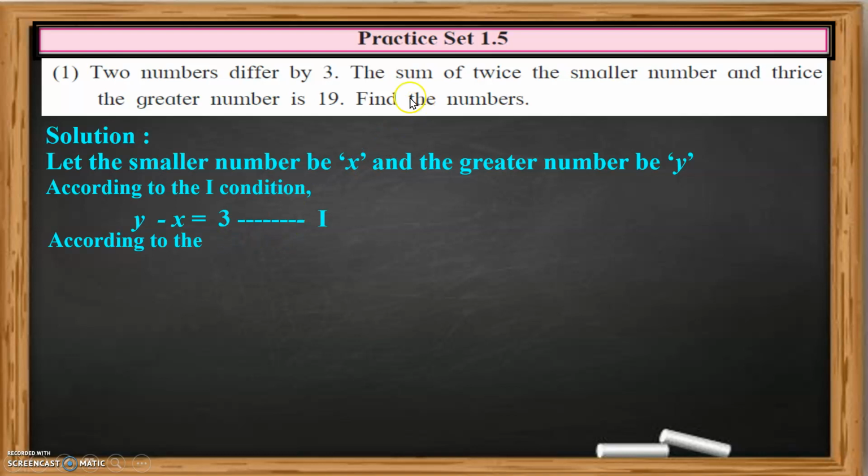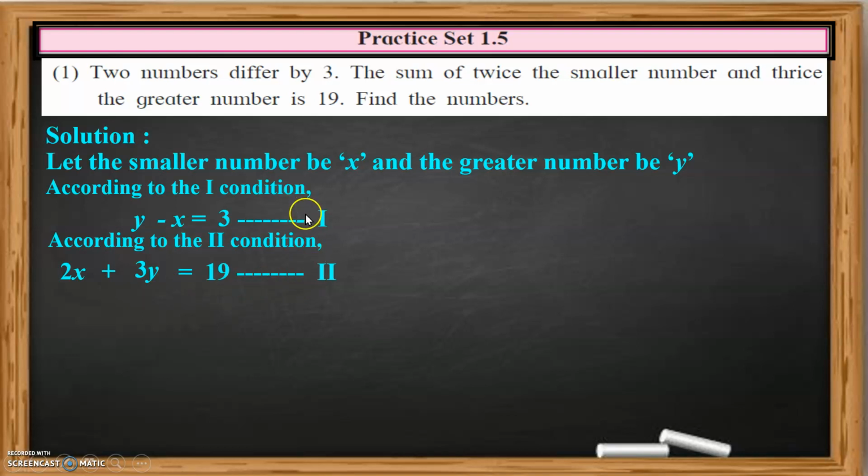Okay, now what is the second condition? The sum of twice the smaller number and thrice the greater number is 19. What is the meaning of this word sum? It means plus. You have to add. So I am writing this plus. What will you add? Twice the smaller. Twice means 2 times the smaller, that means 2x. And thrice the greater number means 3 times y. Greater number is y. So thrice the greater number means 3y is equal to 19. We call this equation 2.